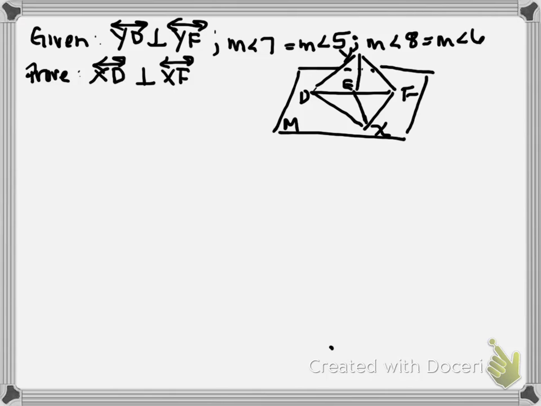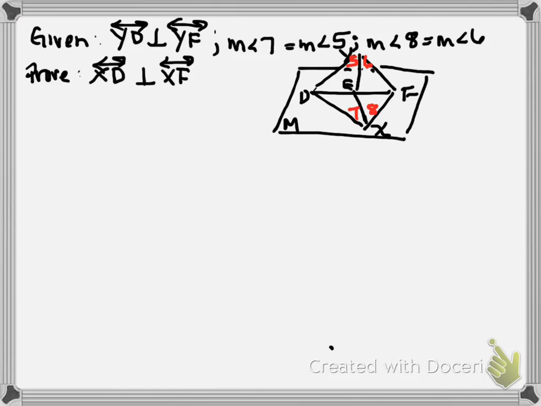Alright, now I'm going to number some angles. And we've got 5 and 6. 5 is here. 6 is here. 7 is here. And 8 is here. Okay.